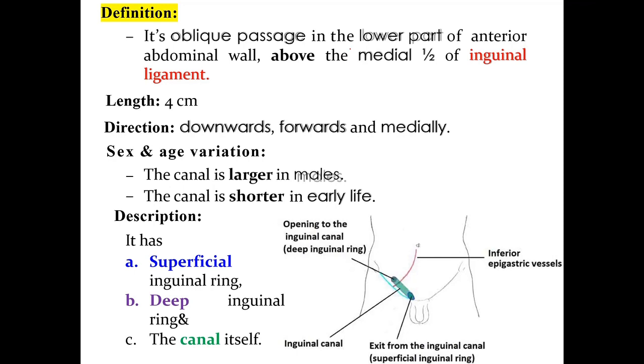So this is a very important topic of anatomy for surgeons, because without having a good grasp of the knowledge of the anatomy of the inguinal canal, doing herniorrhaphy properly might be a challenging task. So the inguinal canal, by way of definition, is an oblique passage in the lower part of the anterior abdominal wall above the medial half of the inguinal ligament.